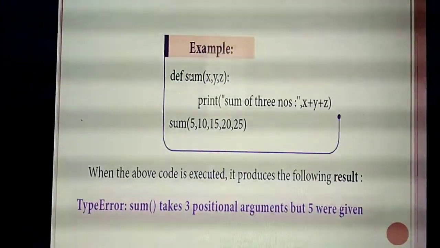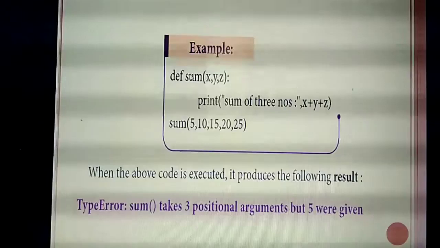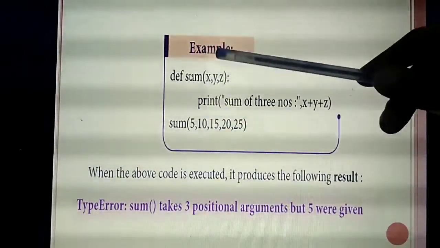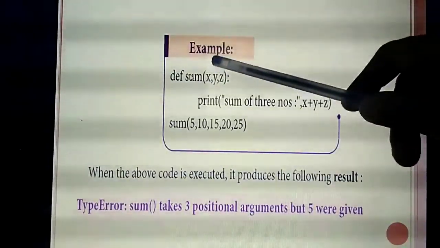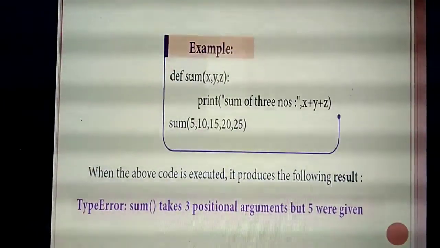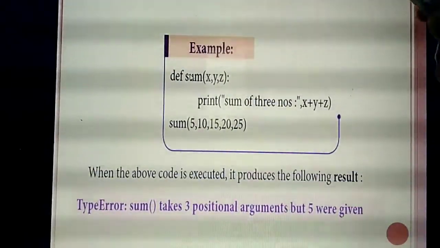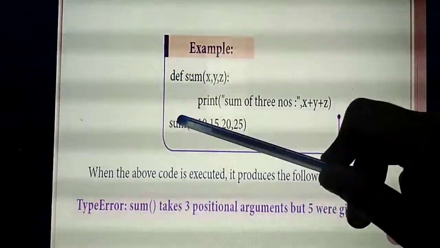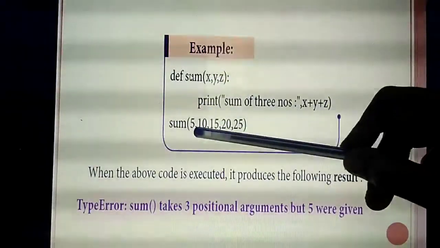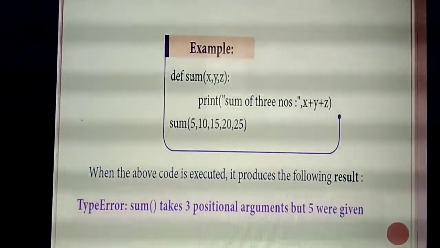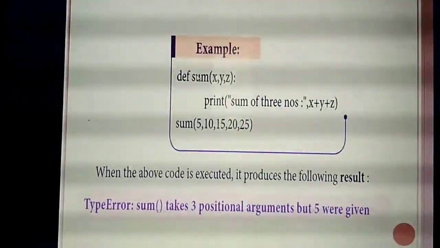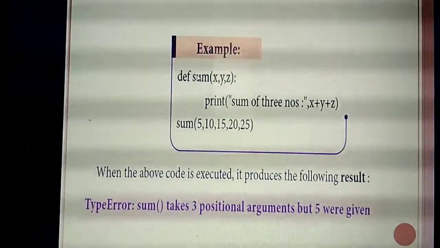But here they are giving 5 values. So what output will you get? Will you get the proper output? No. The arguments always need to match the values. Here the function takes only 3 arguments, but you are passing 5 values. So when you run the program, you will get an error. The sum function will take only 3 values, but you are giving 5 instead of 3. Like this, if you pass extra values, you will get an error.